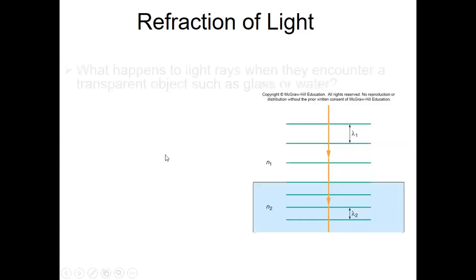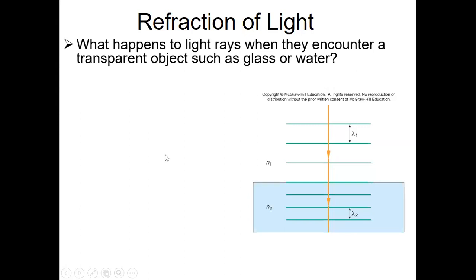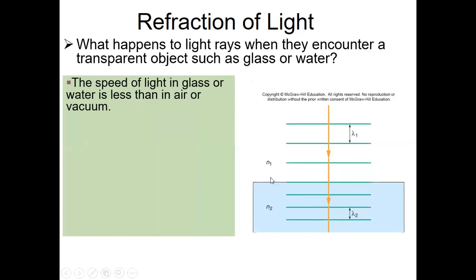Well, so what happens to light rays when they encounter a transparent object such as glass or water? So in this picture, you can see a light ray. As you know, light rays are represented using arrows, and the arrow represents the direction as well. So the light in this picture travels straight down and enters a second medium, right? Let's say the first medium is air, and it's entering either glass or water. So it's a dense material, right?